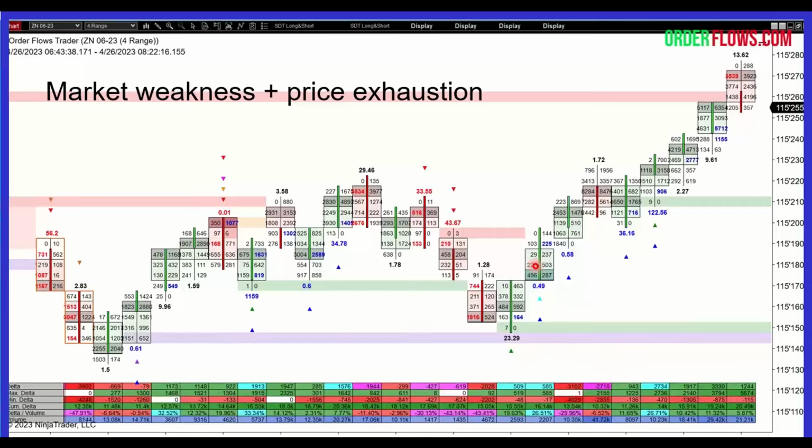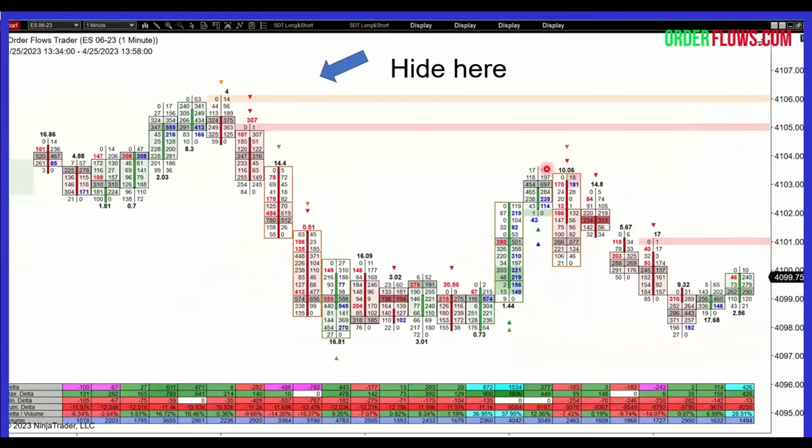You get long here, the next bar. So you're just risking basically, in this case, this is a 4-range chart. You're risking 5, 6 ticks, if that. You see, you don't even get any drawdown. The market just immediately runs in that direction.